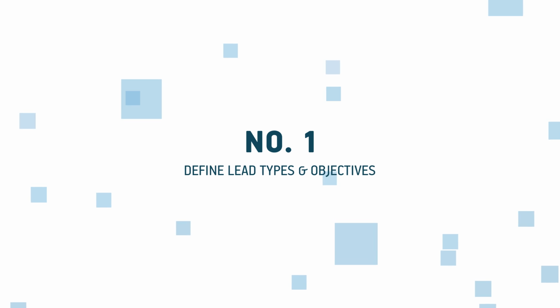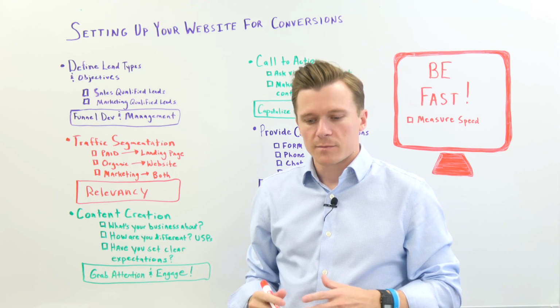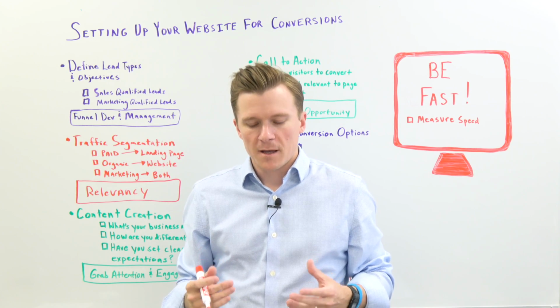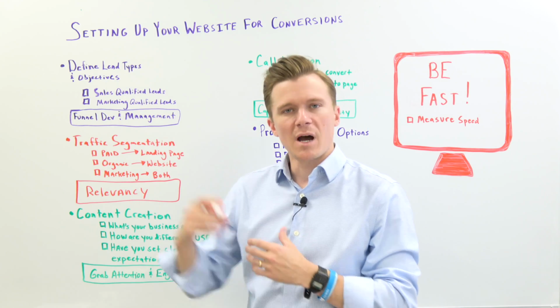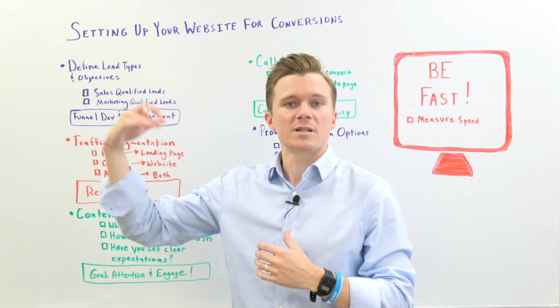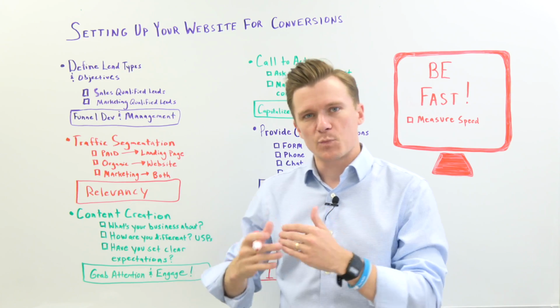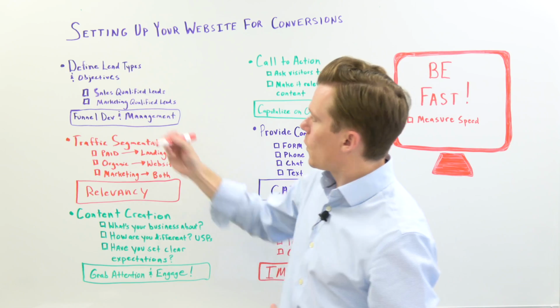The first step, however, is defining your lead types and your objectives. So what do I mean by this? We're going to get a lot of traffic to our website. Some of them are going to be near-term sales opportunities, and some might be that they're interested, but it's a longer-term sales process. So we want to develop a website that speaks to both lead segments. The first is a sales qualified lead.